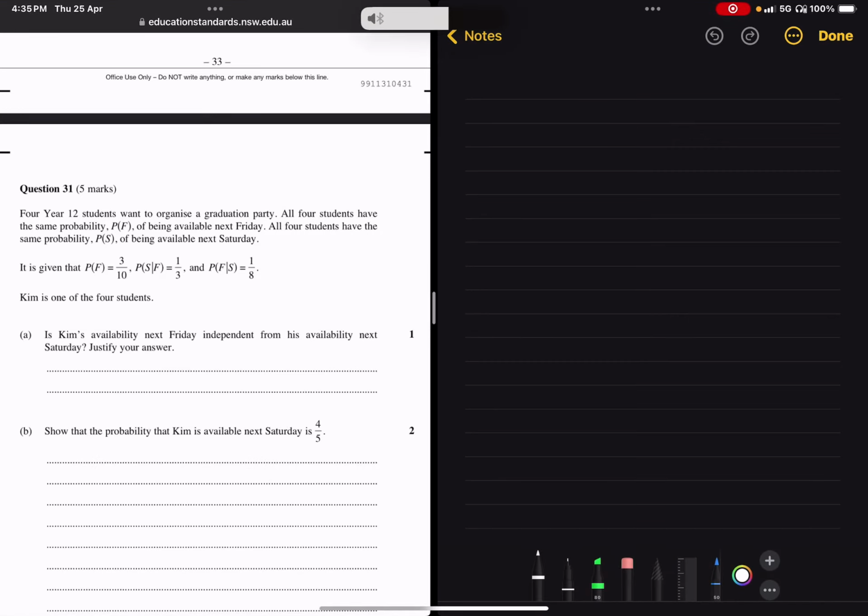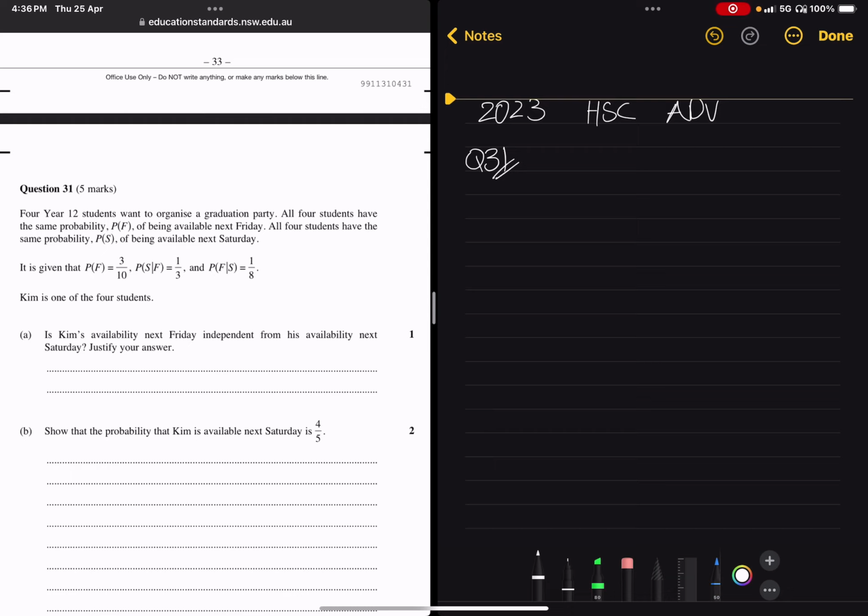Okay, so we're going to take a look at another question. This one comes from the 2023 HSC Advanced Maths paper. This is question 31 in the test paper, so this is quite late in the paper. We're told 4 Year 12 students want to organise a graduation party. All 4 students have the same probability P(F) of being available next Friday. All 4 students have the same probability P(S) of being available next Saturday. And then we're given P(F), P(S|F), and P(F|S).